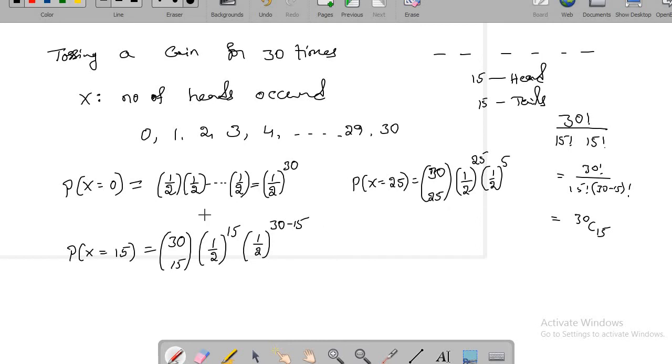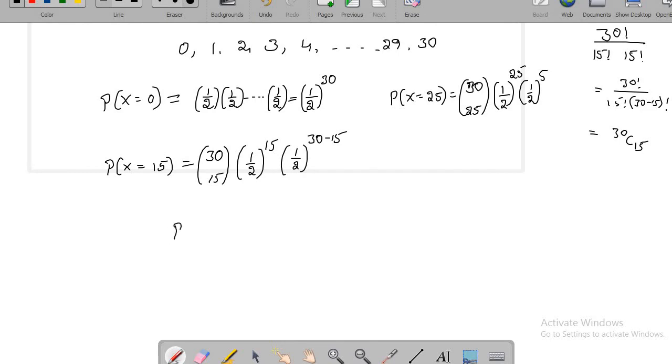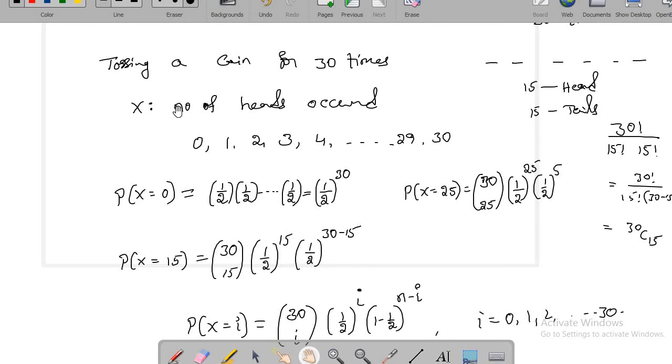So now this is the probability mass function for x. Let me rewrite it. Probability that x equal to i is going to be 30 choose i, into 1 by 2, that is the probability of getting success, power i, into 1 minus 1 by 2, that is the probability of getting failure, whole to the power of 30 minus i. So this is the formula we got, where i is equal to 0, 1, 2 and so on up to 30. Okay, so this is the probability mass function for our random variable.